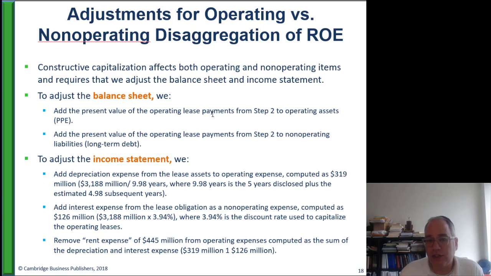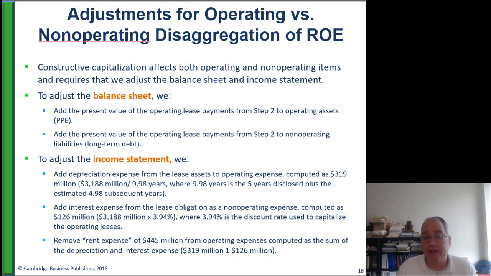So to adjust the balance sheet, you're going to add the present value of the operating leases to your operating assets. And here what we're talking about now is the book model where we're using operating versus non-operating. And this is really the way we want to do things. What's interesting is that the assets are going to be operating assets, but the liabilities are going to be non-operating. And this is going to completely change the numbers in the model.